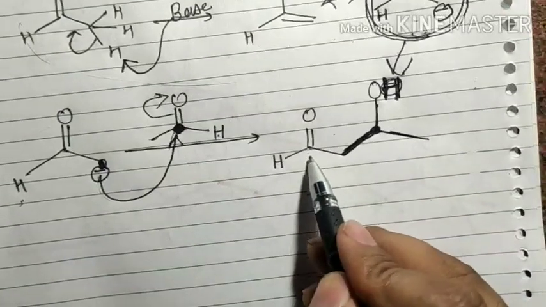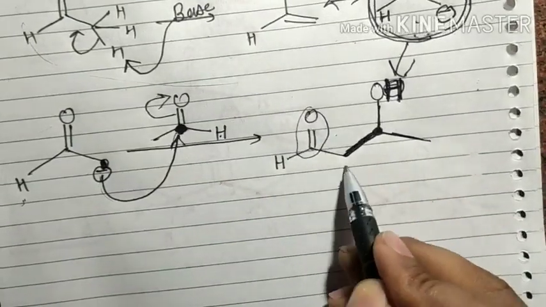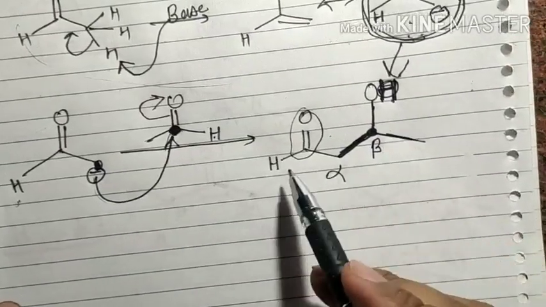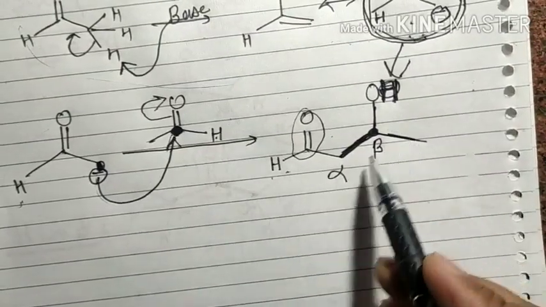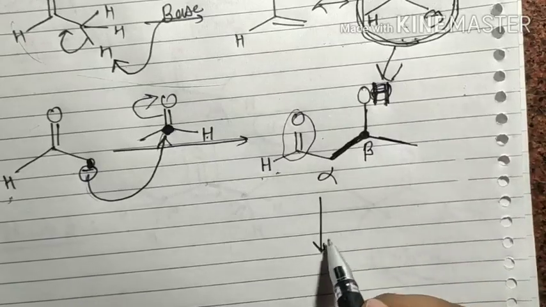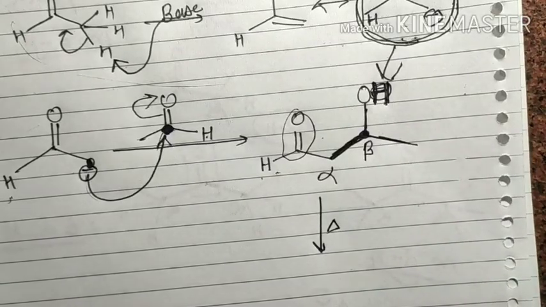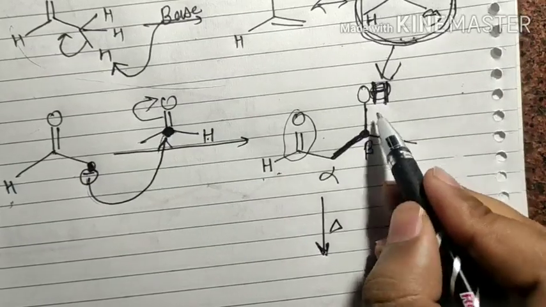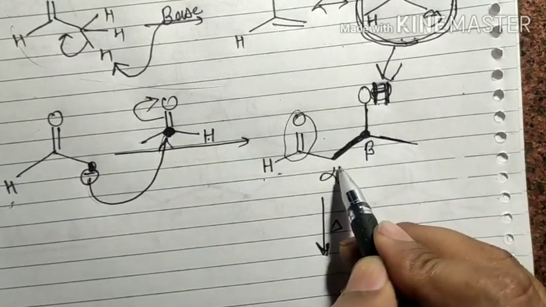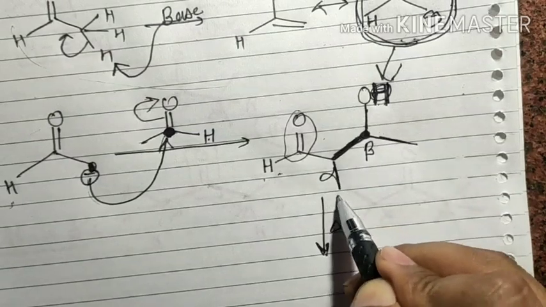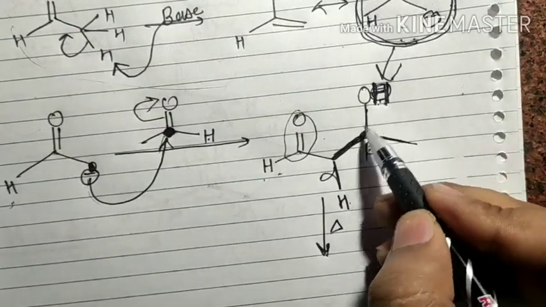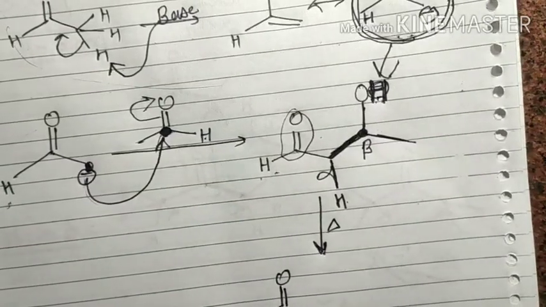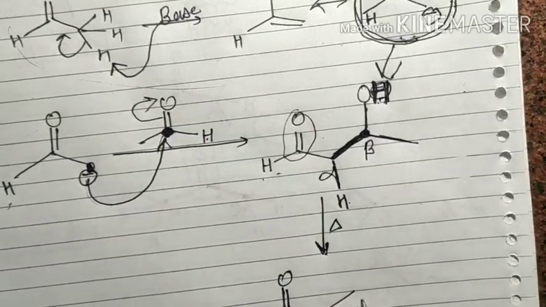Why beta hydroxy? Just listen here. This is double bond O, so this one is the alpha carbon and this one is the beta carbon. So this is a beta hydroxy aldehyde, or if it is a ketone, it is a beta hydroxy ketone. And after just small heating, an increase in temperature of only 2 to 3 degrees, it is removed as water. So how is it removed as water? One hydrogen from alpha and OH from beta are removed as water. So the resultant structure is like this.